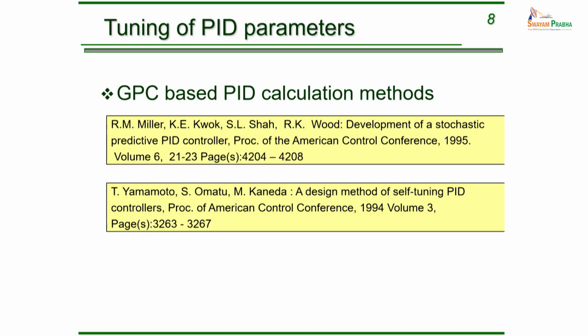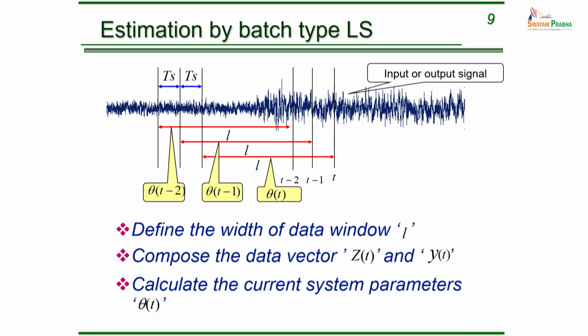I just want to point this out. The PID calculations that we use for this controller are based on what we call the GPC, General Predictive Control, PID calculations, and the information is available in some of these papers. Okay. So the way we work is we would obtain a batch least squares.